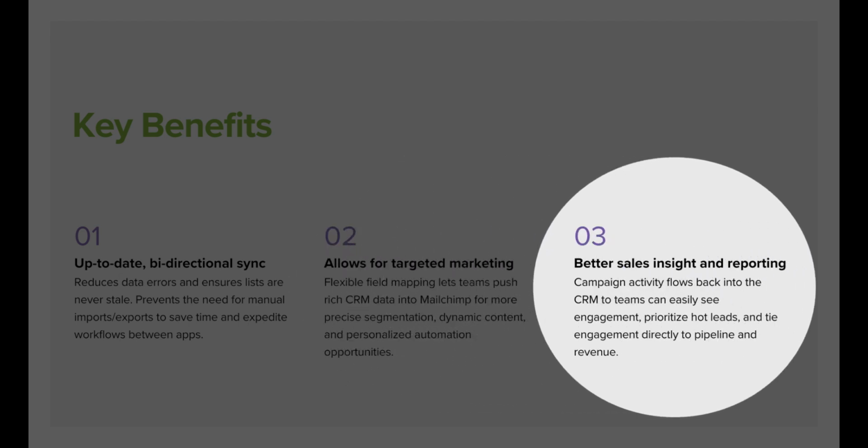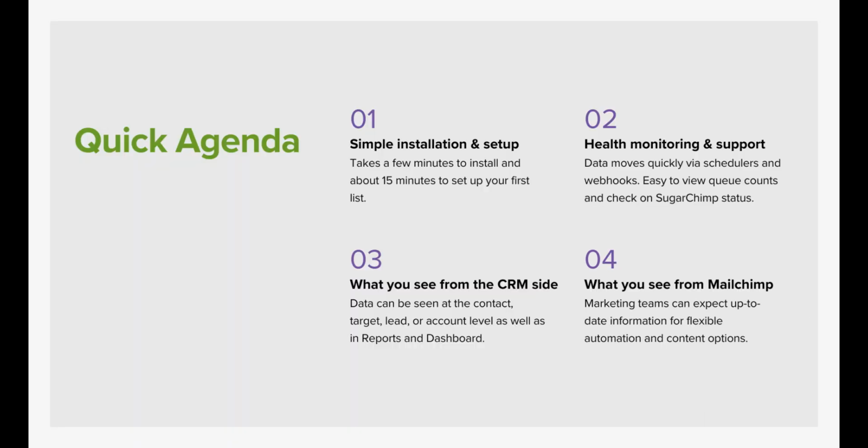And then the third benefit that we hear about most frequently is that buying signals come straight back to sales. So when someone opens an email, clicks a link, or engages with your campaign, that data displays or syncs back to your CRM automatically. So your sales team can see it right there in the contact record in real time. So today we're going to walk through what it looks like to install SugarChimp, also where the average user can see SugarChimp on the CRM and on the Mailchimp side. So by the time we're done with this, you'll be able to confidently understand the value of SugarChimp.